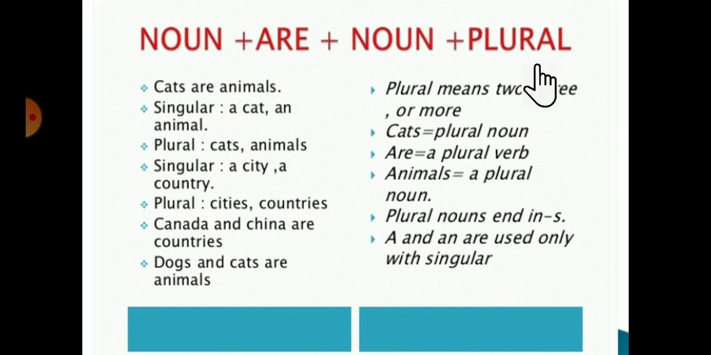So student, read it out. See, plural means two, three or more. So here cat is a plural noun, more than one. Are is a plural verb. Animals is a plural noun. So plural nouns end in s. A and an are used only with singular. So student, when to use a and an? A and an are always used with the singular, not with the plural. So this is an important point they have given. All right, let's begin with another slide.